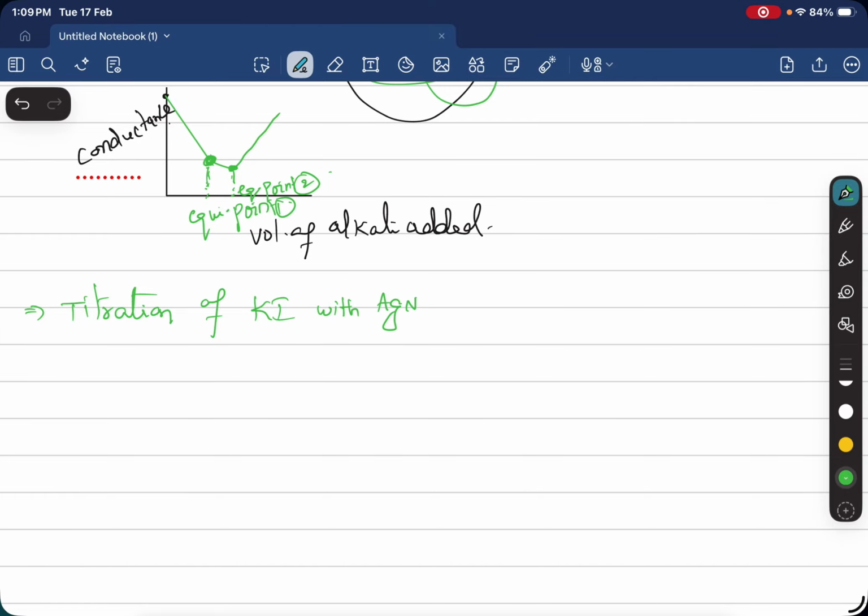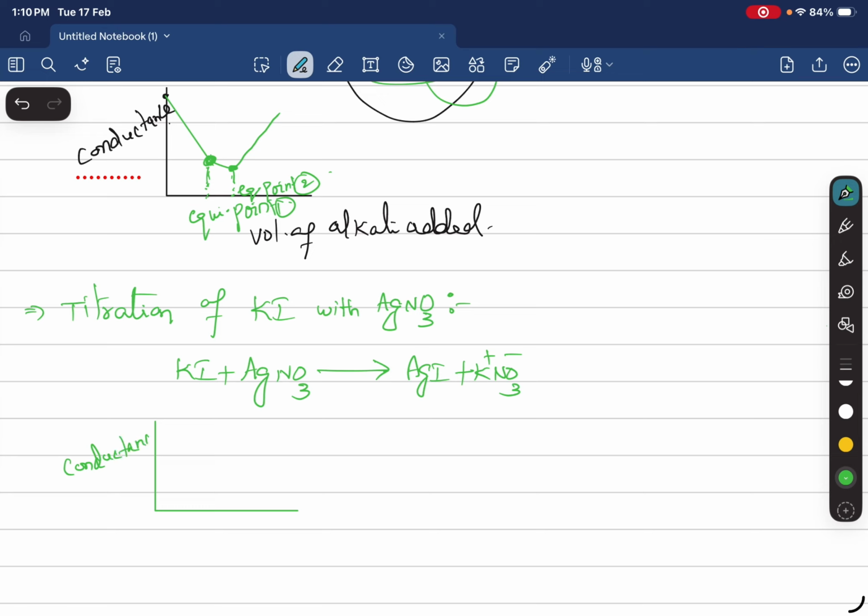So we are adding KI with AgNO3. KI plus AgNO3 gives rise to AgI plus KNO3. Conductance versus volume of AgNO3 added. So here we plot conductance versus volume of AgNO3 added.